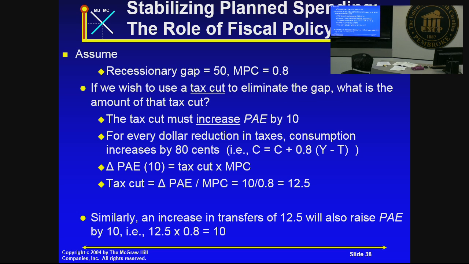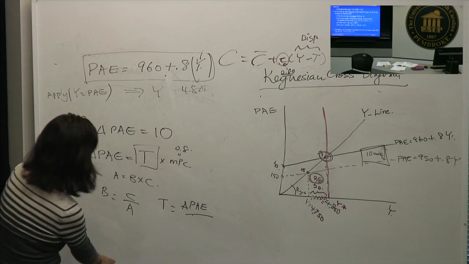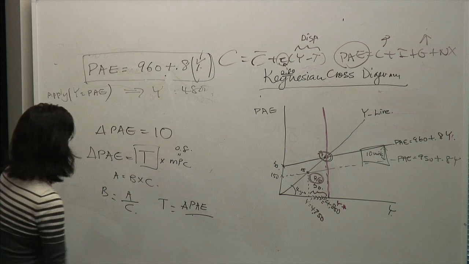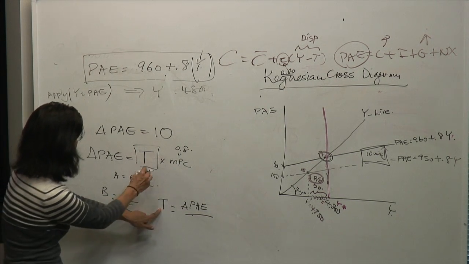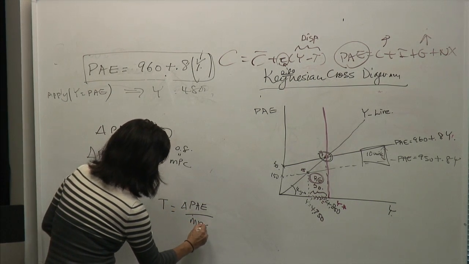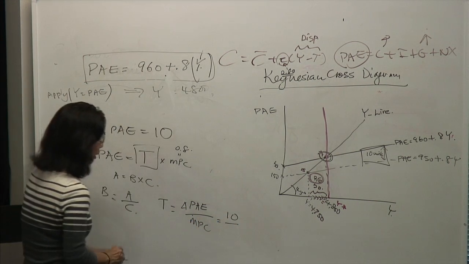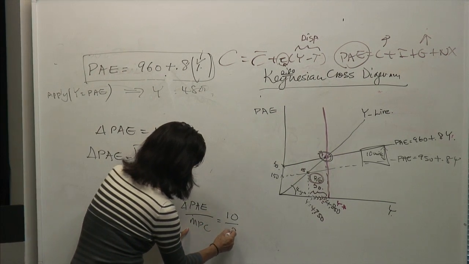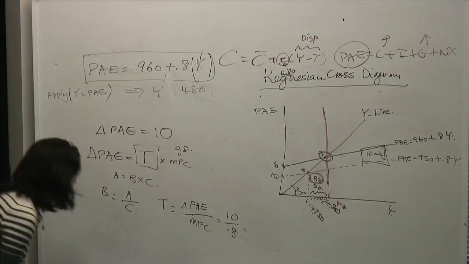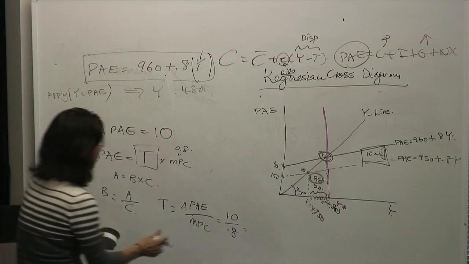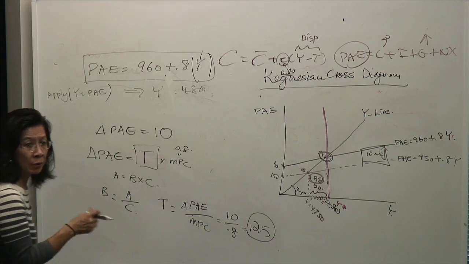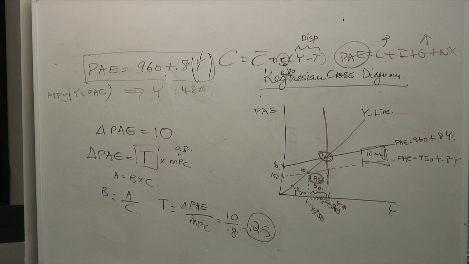A equals... okay, so if you want B, you would take A divided by C, excuse me. Yeah, B times C equals A. So then your T would be, from here, change in PAE divided by MPC. Change in PAE is 10, MPC is 0.8. So if you use your calculator, what should you get as the answer there? 12.5, okay, very good.